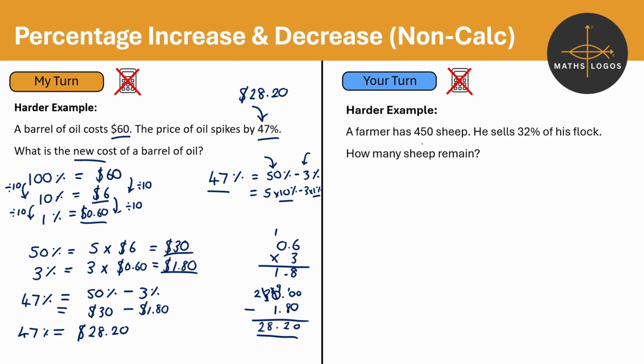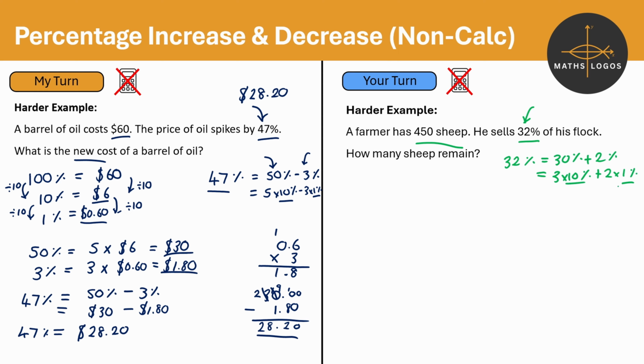Right, let's run through it. A farmer has 450 sheep. He sells 32% of his flock. How many sheep remain? We need to work out 32%. In order to work out 32%, I'm going to work out 30% and add on 2%. And to get 30%, I need to do 3 lots of 10%, and 2% is 2 lots of 1%.